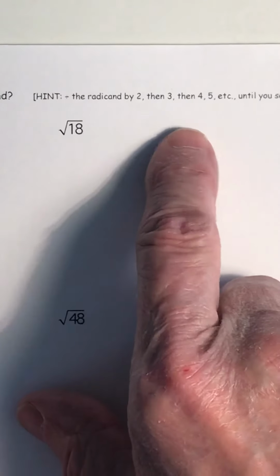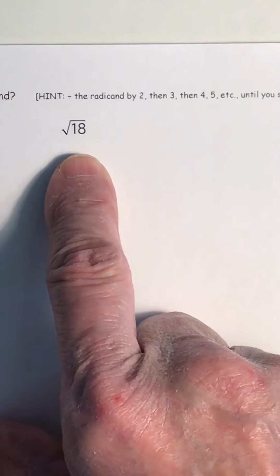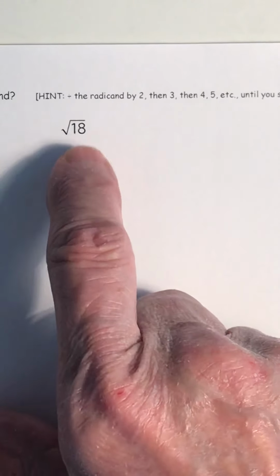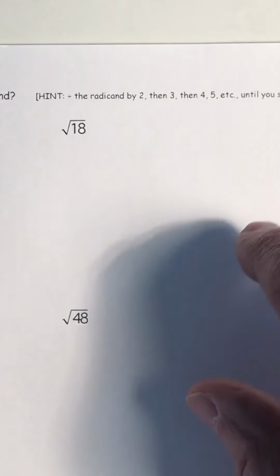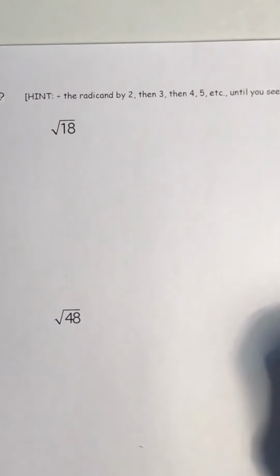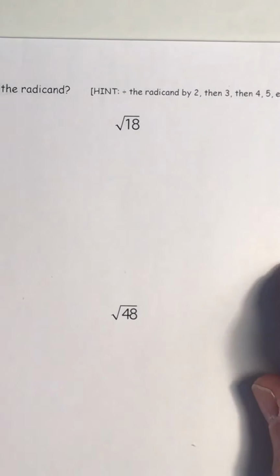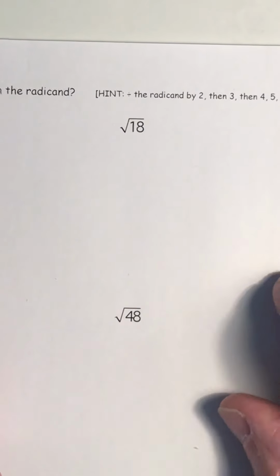So the little strategy here is, if it's not a perfect square that you're presented with, try dividing by 2 and then by 3 and then by 4, etc. Eventually you're going to get a quotient, an answer that is a perfect square, unless it's an example where it cannot be simplified.